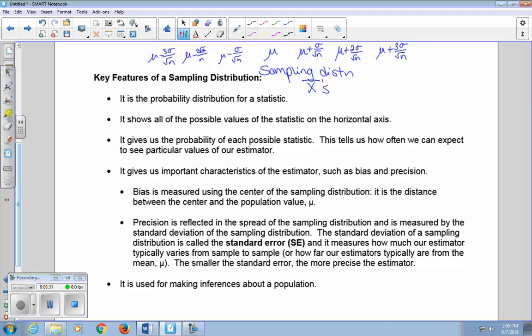And it is a measure of how much our estimator typically varies from sample to sample, or how far our estimators typically are from the mean. The smaller the standard error, the more precise our estimator. It is used for making inferences about a population.